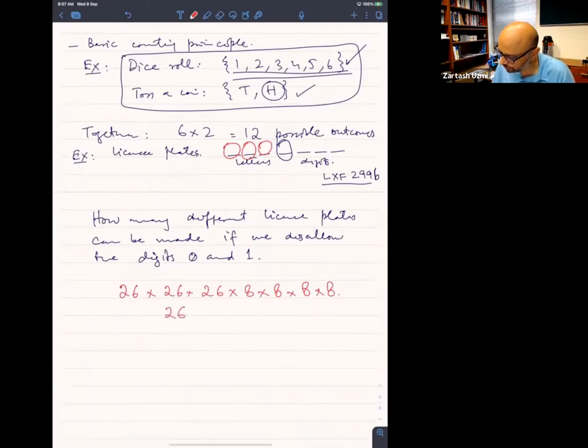जैसे किसी ने chat window में लिखा है 8 to the power 4, this is correct. Thank you very much, everyone who have answered. Any questions on this? Good question. Basic counting principle. Basic counting principle khatam.